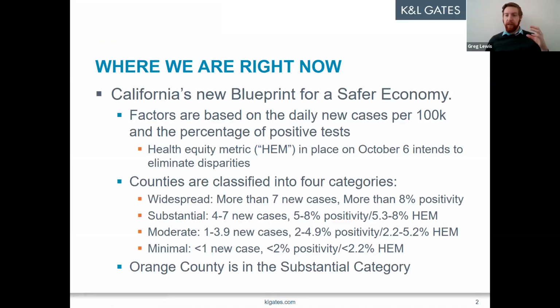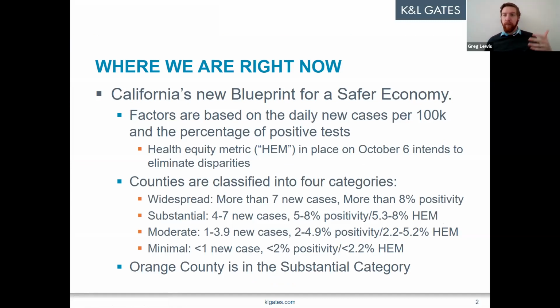It changed the entire format for how it was going to handle the reopening procedure, and it called this the blueprint for a safer economy. Instead of the previous factors, it simplified it to having two. One, the daily new cases per 100,000, and for counties that don't have 100,000 residents, it is by scale, and then also the percentage of positive tests.